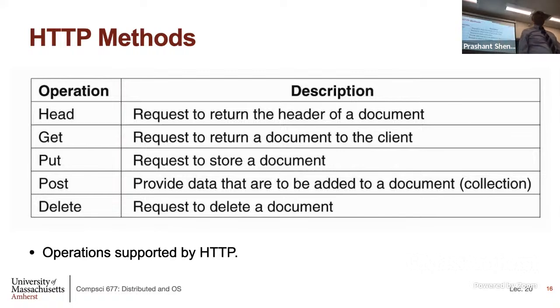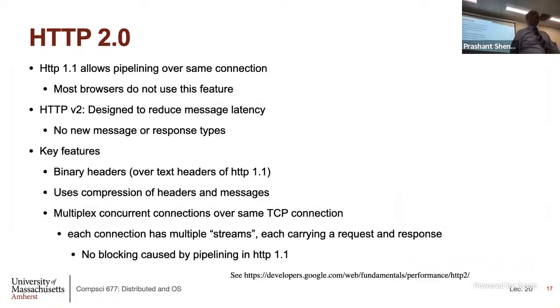Okay? So a variety of operations, four key ones: get, put, post, and delete. There are some others, but we'll not talk about them today. Next time, I'm going to describe some other operations. Okay? But what we'll do instead is to talk about HTTP 2.0. That's essentially the newest version of HTTP that tries to overcome some problems that even 1.1 had.